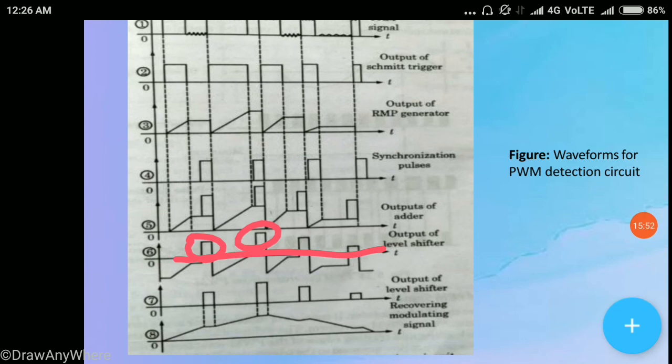Next, the seventh is the output of the rectifier circuit. That means it will rectify the part below the axis and retain the upper part of the axis. After passing this output into the low pass filter, we get the recovered modulating signal. We just join the corner points of these pulses, so we get a continuous waveform. The output of 8 is actually the demodulated output, or modulating signal, or you can say the message signal.